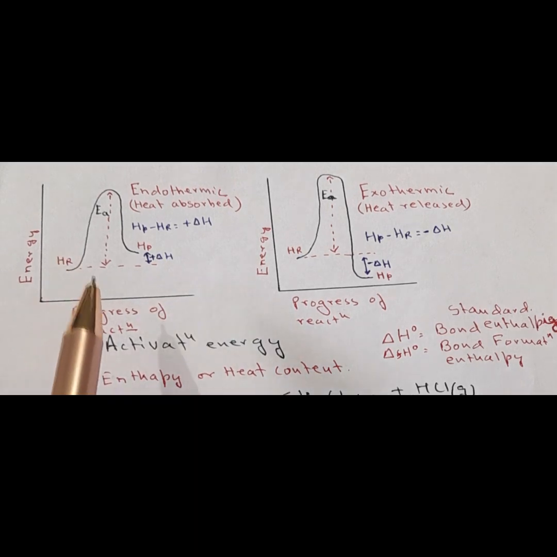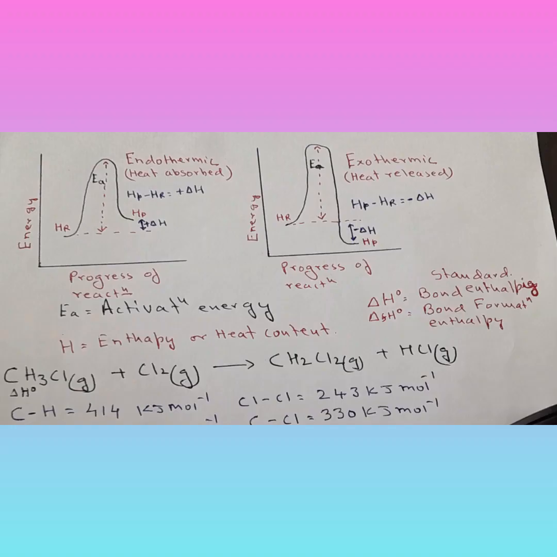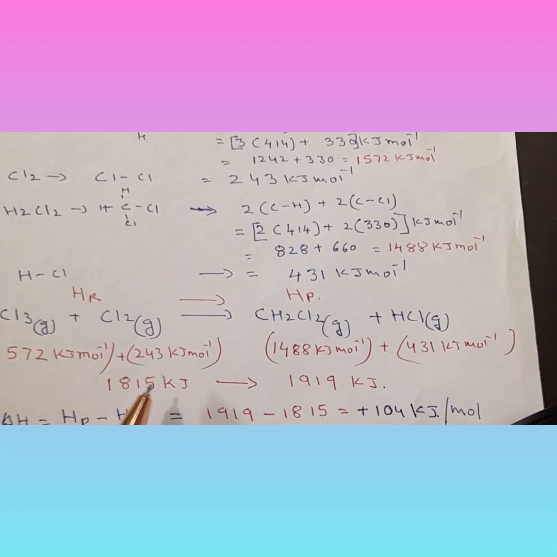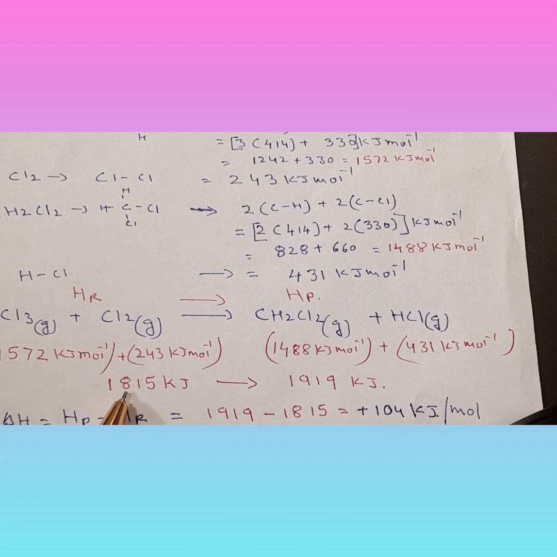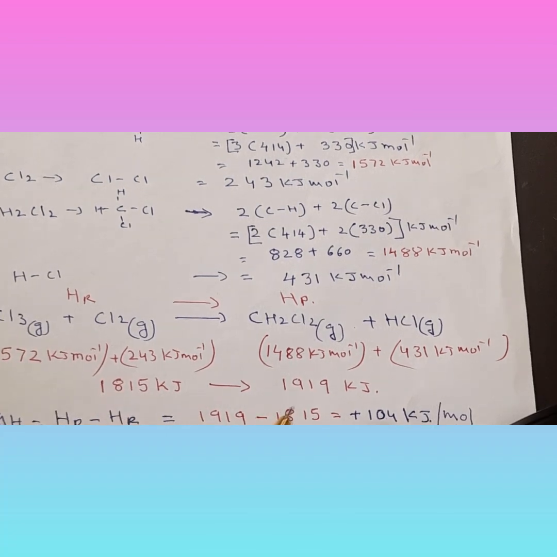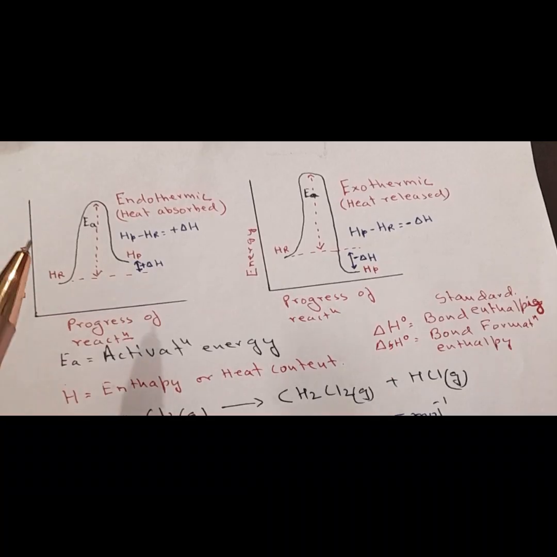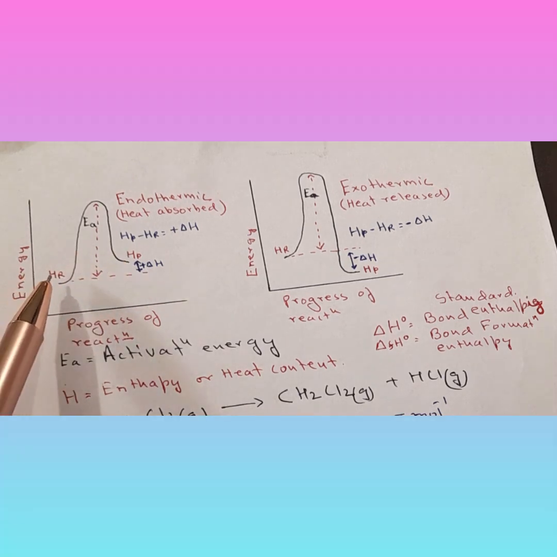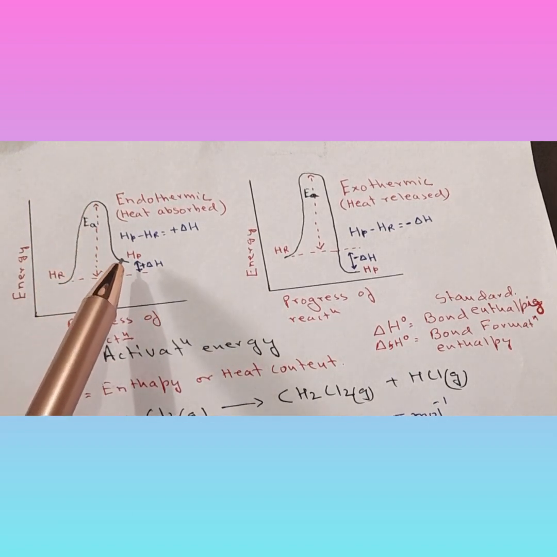Now if we go back to our reaction that we started, the reactant has 1815 kilojoules. This is the reactant, HR, and this is the product, HP, 1919 kilojoules per mole, and 1815 kilojoules per mole is the reactant. So coming back to our graph, this is the enthalpy of reactant, this is the enthalpy of product. For a reaction to get into product, it has to cross this uphill route.